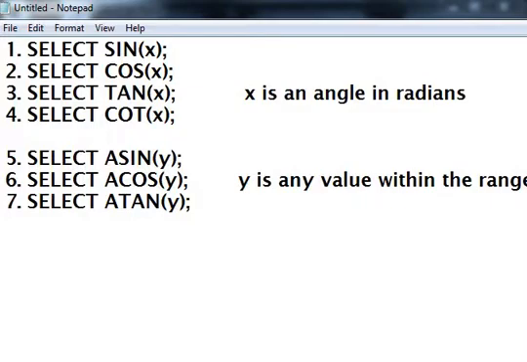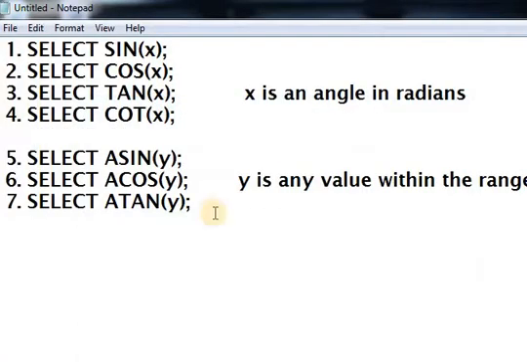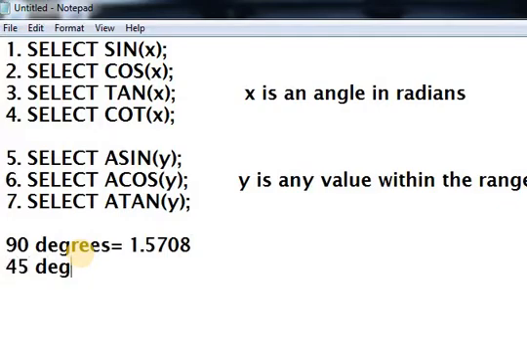So let's check them out in the MySQL command line. Before going to the MySQL command line, I want to specify some approximate values to you. The radian value for 90 degrees is approximately 1.5708, and that for 45 degrees is 0.785398. These are in radians.